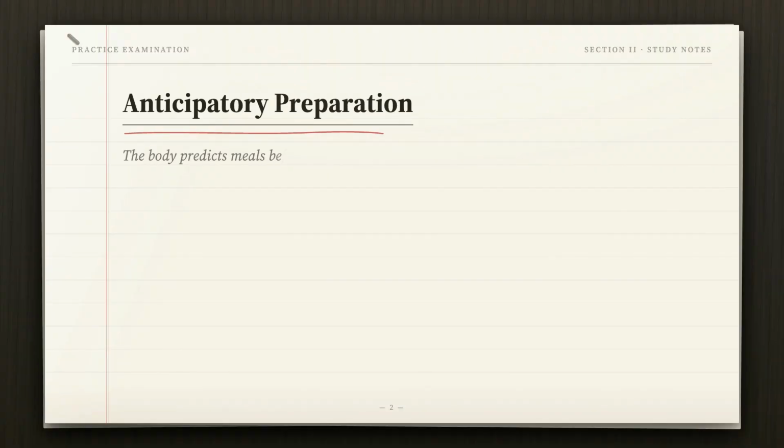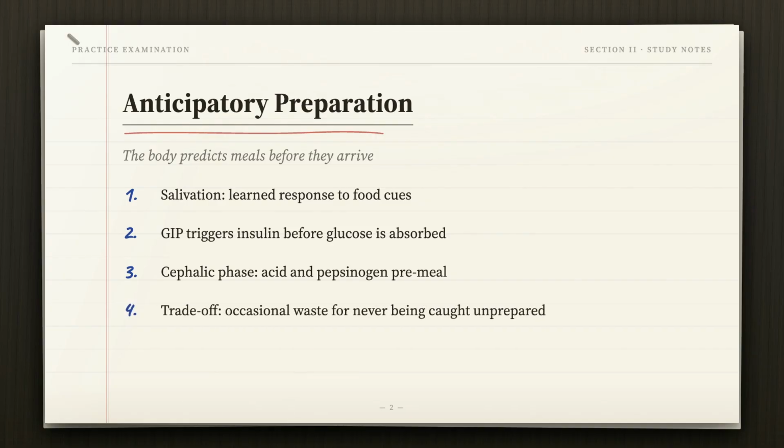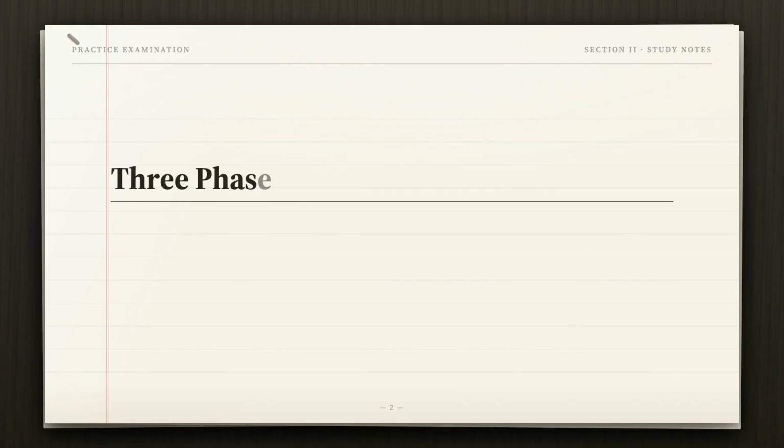This anticipatory strategy shows up throughout the body. Salivation responds to the same learned cues, and glucose-dependent insulinotropic peptide prompts insulin release before blood glucose even rises. In each case, the body spends resources on a prediction, betting that being ready is worth the occasional false alarm.